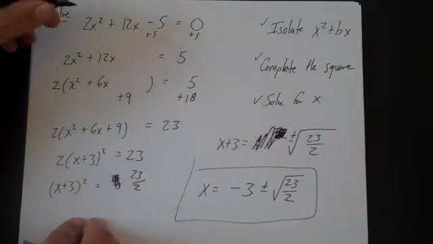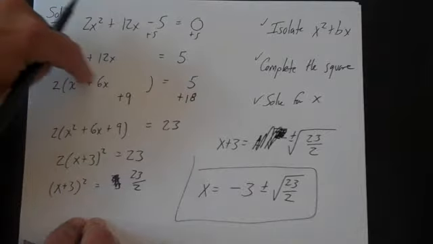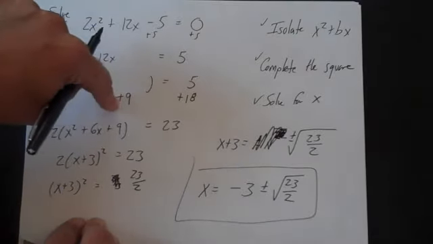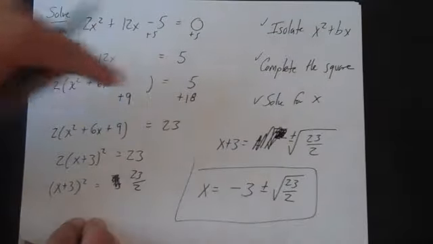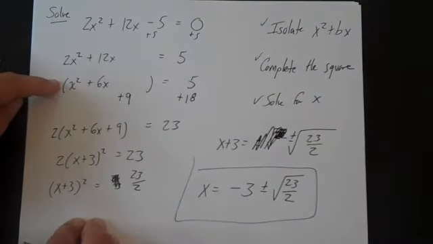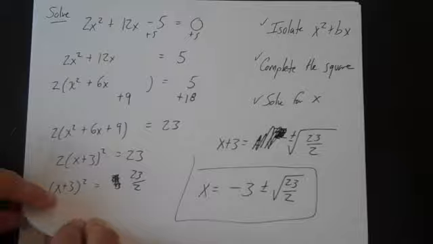First, you isolate the x squared plus bx. That's what I did here. Then I added 9 to complete the square, but I was really adding 9 times 2. I was really adding 18 to both sides. Then I factor this and solve it.